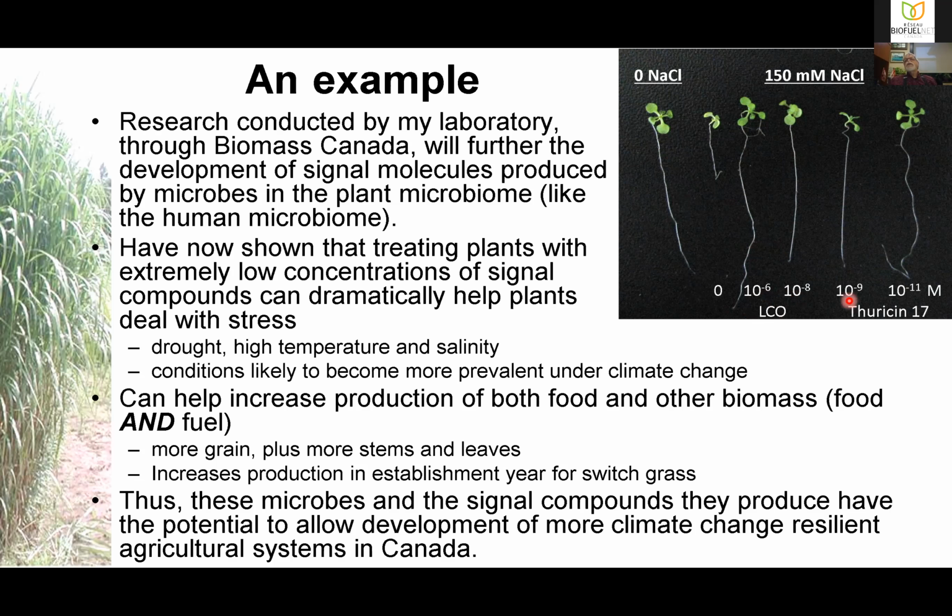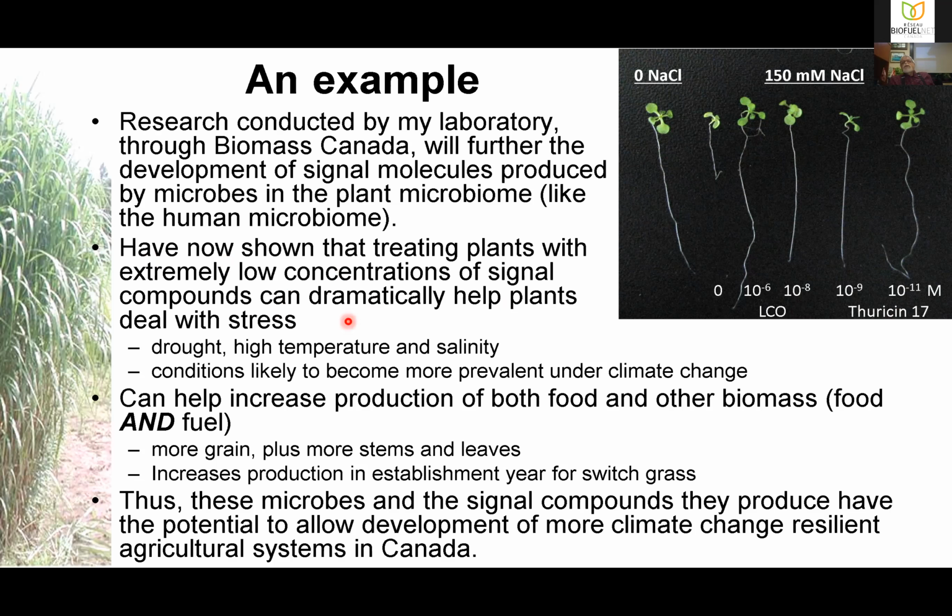And here we are at Thuricin 17. We discovered the strain that produces this, and we discovered the compound itself, and we're in the process of trying to commercialize it now. Here we are at 10 to the minus 9 and 10 to the minus 11 molar, very low concentrations, and again it's pretty much restored the plant to its control size. So these things seem to have potential. The LCO technology is the one that's going on a very large surface area of agricultural land right now. So we have shown that treating the plants with really low concentrations can dramatically help the plants deal with stress.